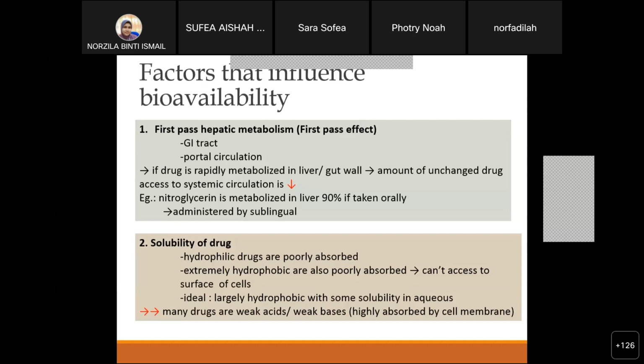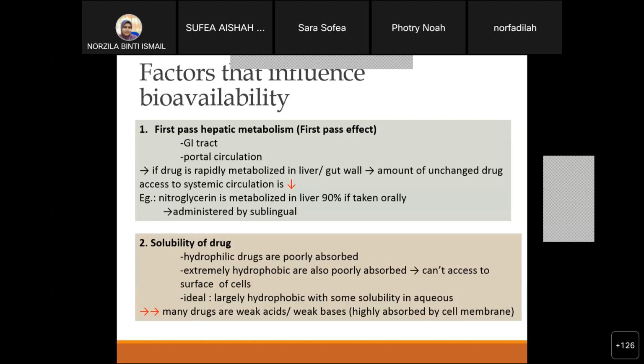Okay, this one is also the same as absorption just now. Hydrophilic, pH, hydrophobic, right? That is the solubility of the drug. Okay, hydrophilic drugs are poorly absorbed. Usually, hydrophilic drugs are prepared by IV preparation. And then extremely hydrophobic drugs are also poorly absorbed because they can't access the surface of the cell.